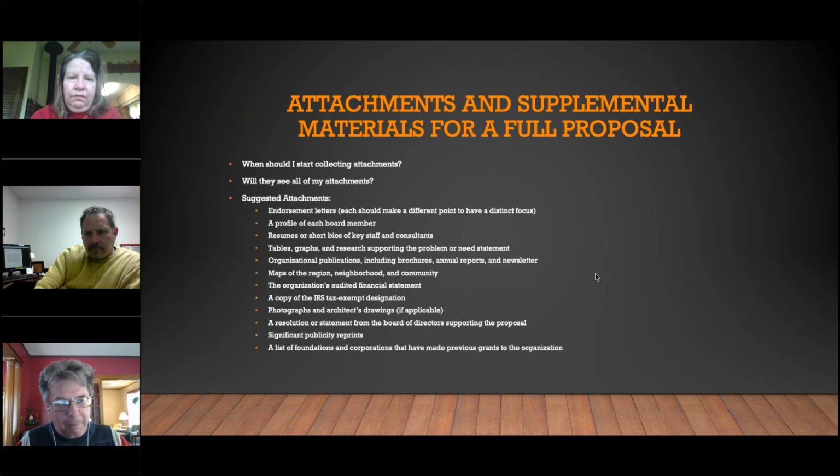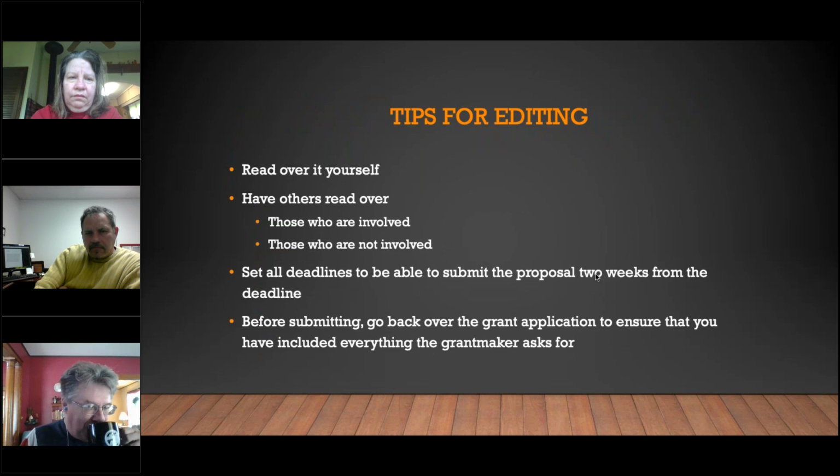So you've got your grant ready to go. Now you need to make sure you edit it. Read over it yourself, fix any of the mistakes you see, and then have others read it. There are 2 different types of people that you should have read over your grant: those who are involved with the project and those who are not involved. Those who are involved in the project will catch some of the grammar and some of the smaller mistakes that you may have overlooked, or they'll also catch things that maybe didn't get included in the grant, so you can go back and add it.